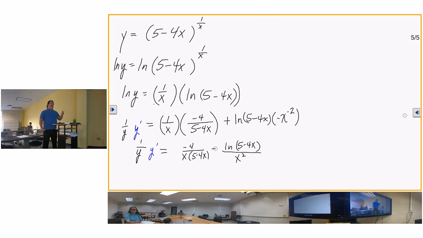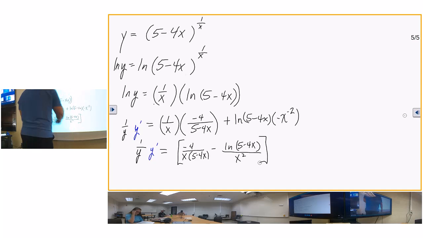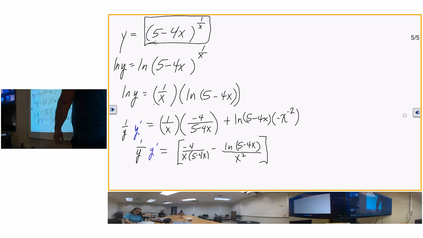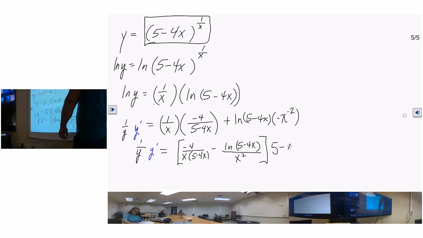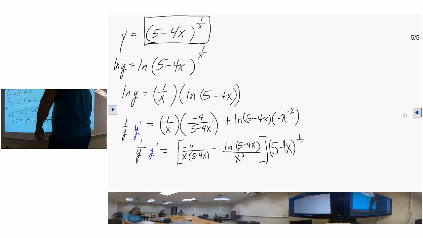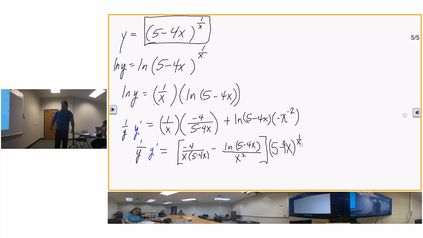Now, you've got to solve for y prime. So that means you're going to multiply the whole thing by what? Y. But what is y? All that. So multiply the whole thing by 5 minus 4x to the 1 over x power. Now, if you really wanted to get messy, we could actually distribute that, and we could have a whole page and a half of getting the common denominator and then canceling, if y'all want to do that.